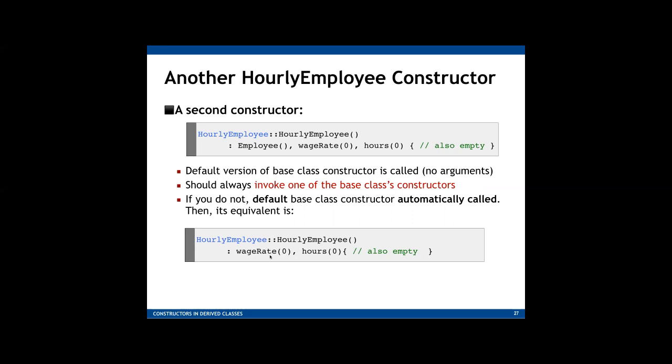However, we prefer to explicitly include a call to a base class constructor like this one, even if it would be invoked automatically by the C++ compiler if you do not explicitly call it. By explicitly including a call to a base class constructor, it improves the readability of your program.